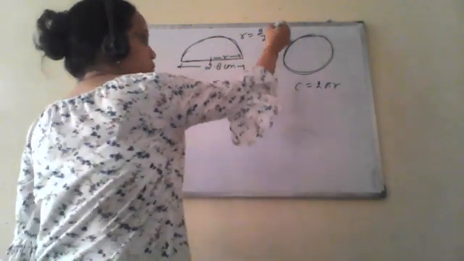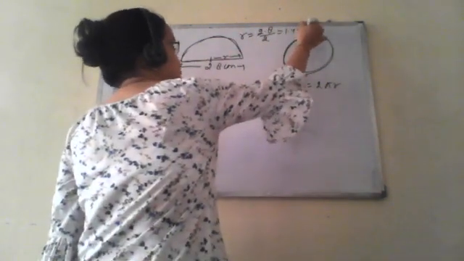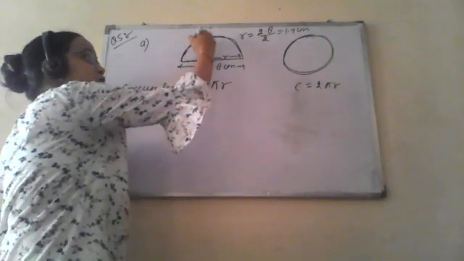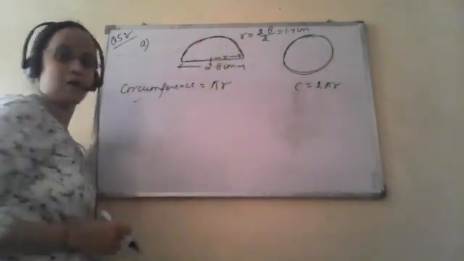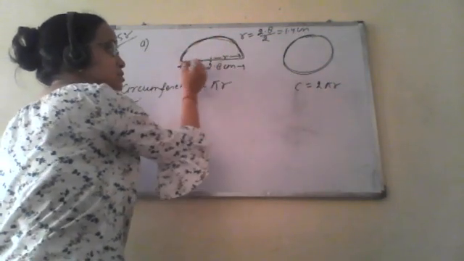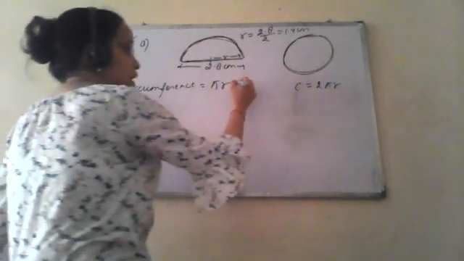Radius is half of diameter, it is 1.4. So r is 1.4 centimeter. So for the circumference of this figure, it will be equal to this boundary plus this. This is pi r and this is 2r. Okay, this is the diameter actually. So this is pi r plus 2r.